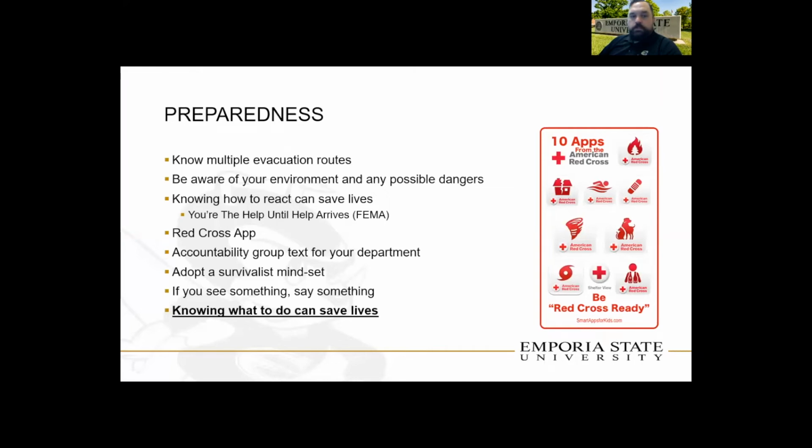So, preparedness. Know multiple evacuation routes. Know all the evacuation routes for your residence, your classrooms, your study areas, office, even the places you shop. Be aware of your environment and any possible dangers. Basically, if you see something, say something. Anything or any person that seems to be out of place, please call 911 and report the situation, because it's better to be safe than sorry.